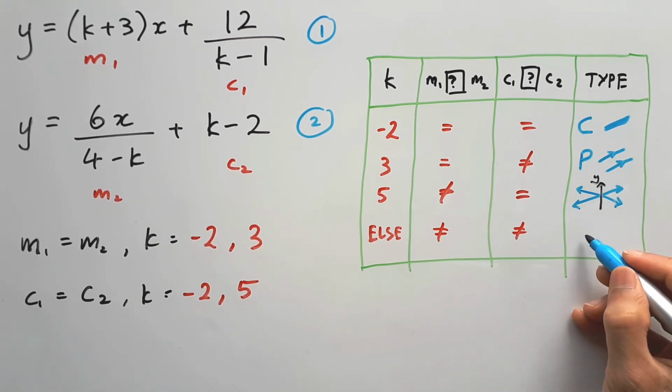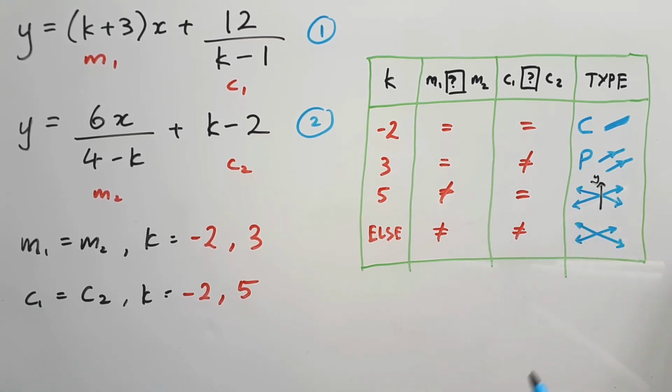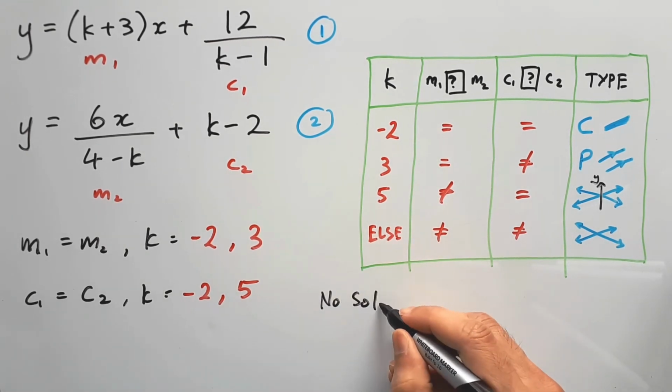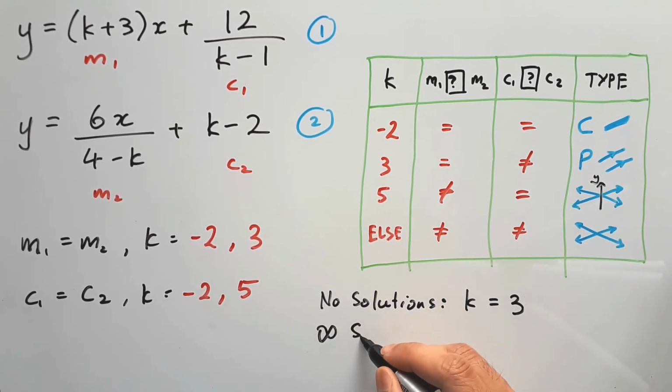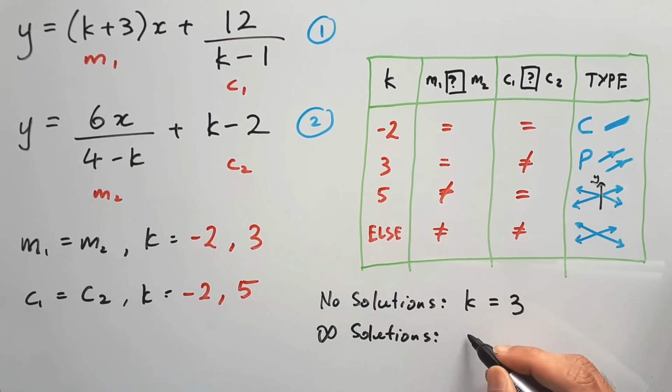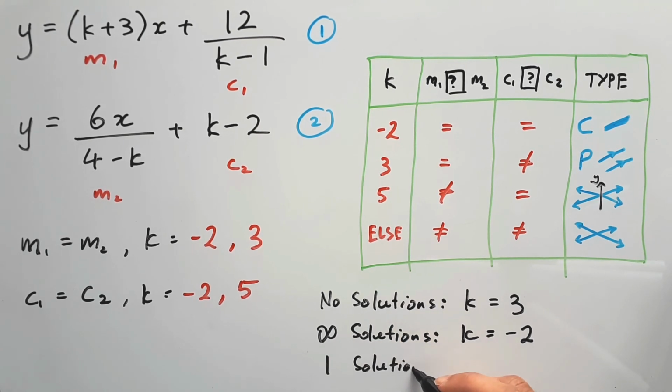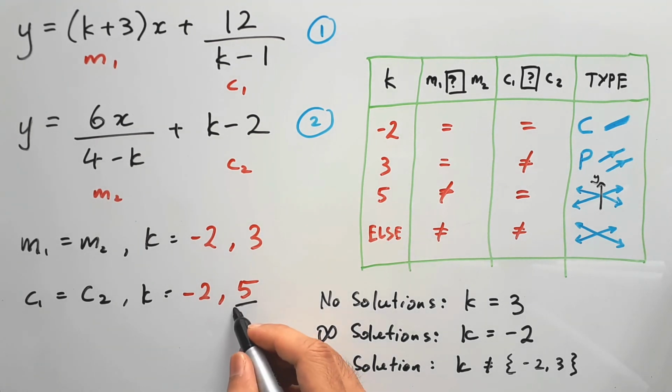And this will be the typical case where two lines cross each other at one point anywhere besides the y-axis. As far as writing an answer goes, you can say that to create no solutions, which is the parallel case, k will equal 3. The coincident case would create infinitely many solutions, and this would be when k is -2. As for the case of one solution, where two lines will cross each other at only one point, you can say k is not equal to -2 or 3. In other words, you're saying that the value of k can be anything except these two numbers. Keeping in mind that when k is equal to 5, that is a special crossing case over the y-axis.